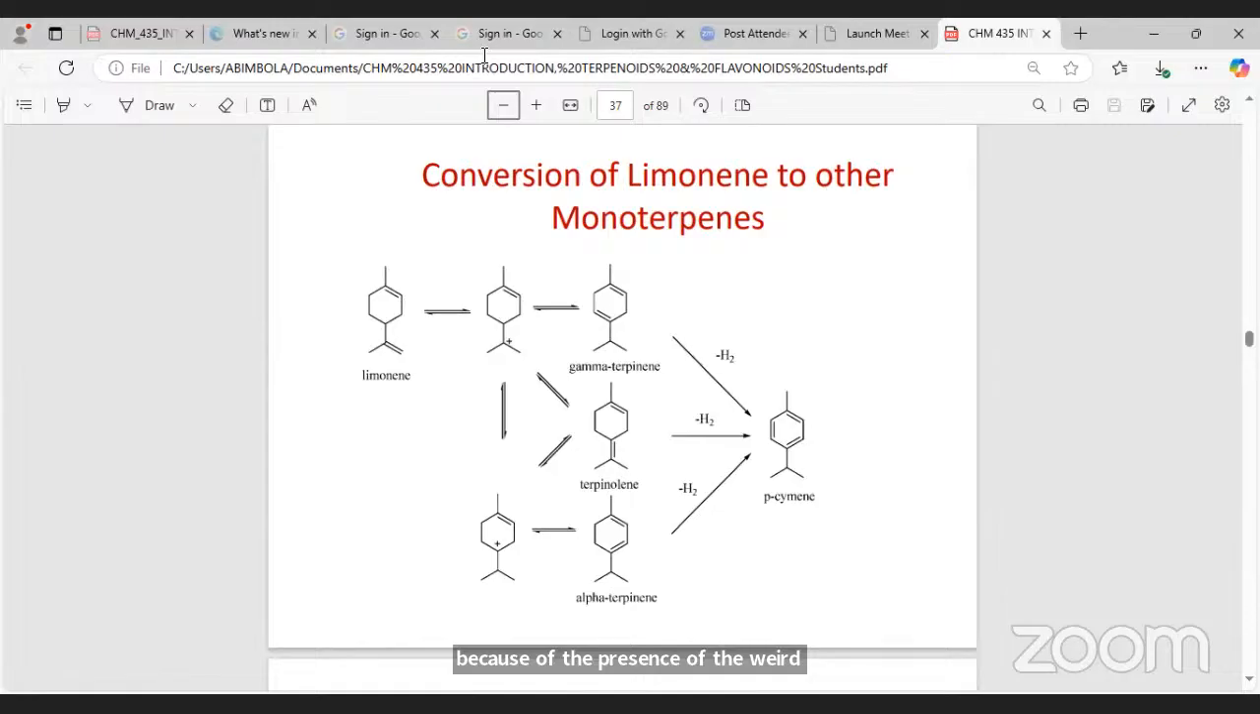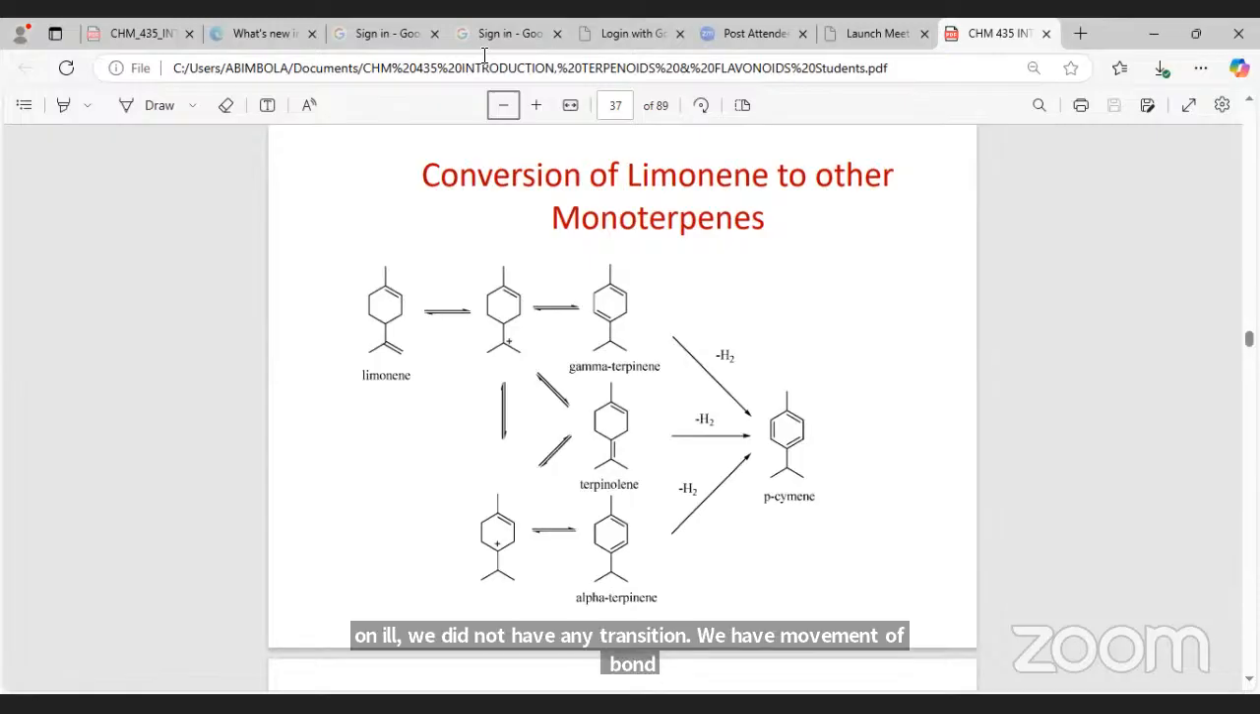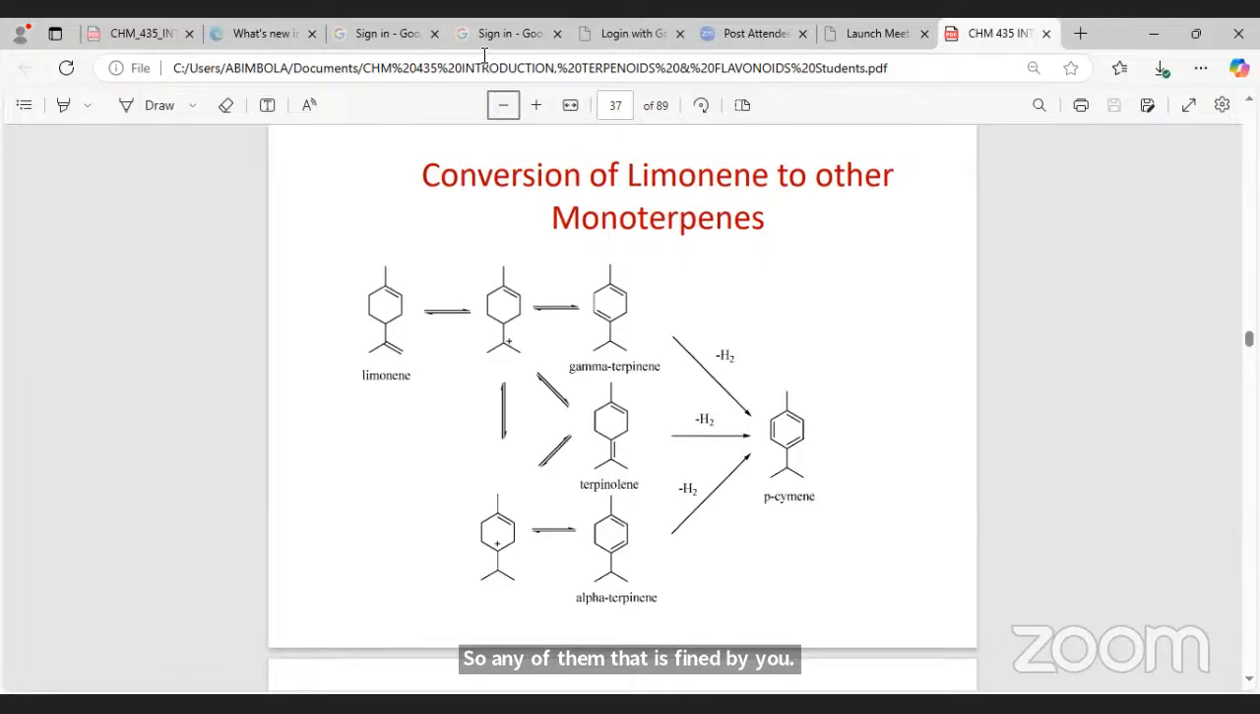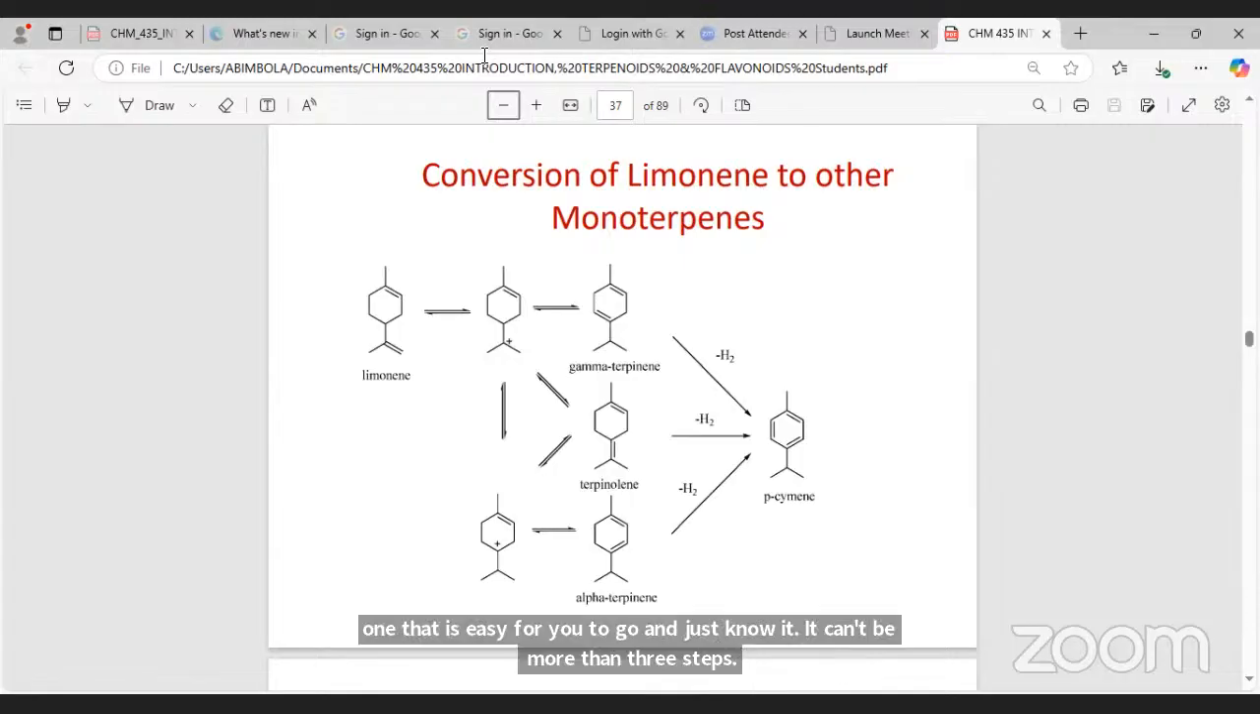Then if you look at terpinolene, we did not have any transition. We have movement of bond. The bond that was in limonene changed position in terpinolene. So any of them that you find, follow it. I can move from the transition state of alpha-terpinene to terpinolene. I can move from the transition state of gamma-terpinene to terpinolene. Any of them is fine, because the positive sign can either go up or come down. If it comes down, it's moving from alpha-terpinene to terpinolene. If it's going up, it's moving from gamma to terpinolene. So discover the route that feels easiest for you, and just know it. It can't be more than 3 steps: first is limonene, transition state, gamma-terpinene, then dehydrogenation.